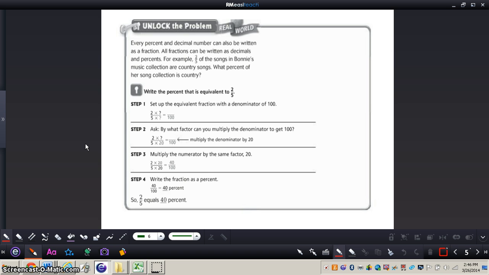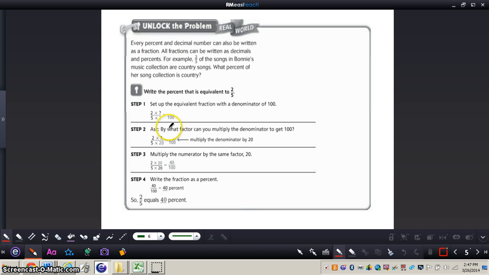First of all, what we are going to do is try to figure the percent out. It says write the percent that is equivalent to 2/5. So what we will do is set up the equivalent fraction with the denominator of 100. What we are trying to do is figure out 2/5, what would it be if it had a denominator of 100? So we have a missing numerator, but the denominator there is 100.